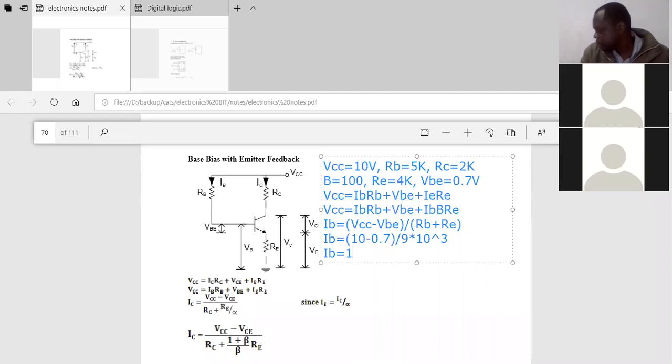That should be 1.03 milliamperes. Yes, it's a very high value anyway. Actually, it's a very high value. Did you really calculate this? I would want to change it.